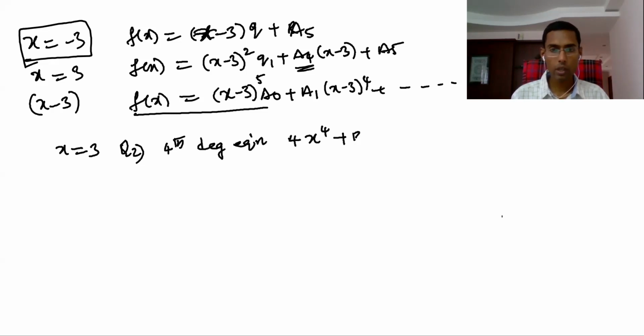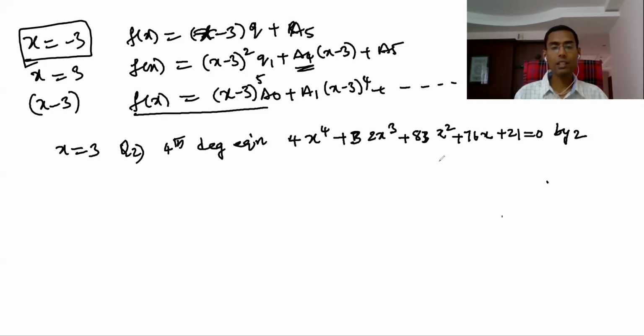So this is 32x cube plus 83x square plus 76x plus 21 equal to 0, by 2 translates. Now what is the question? The question is, find the fourth degree equation whose roots are translates of the roots of this equation by 2.